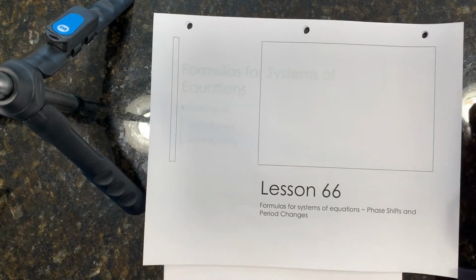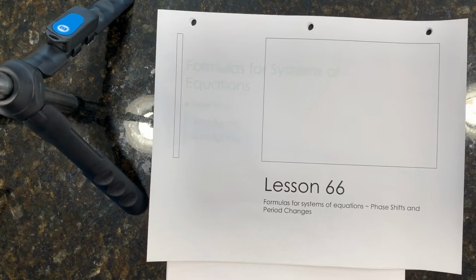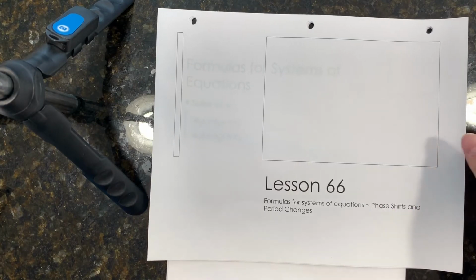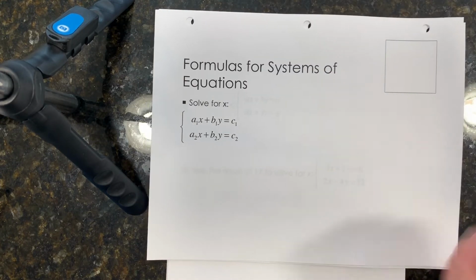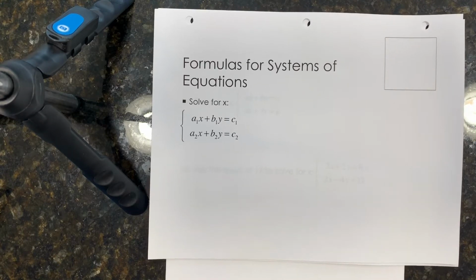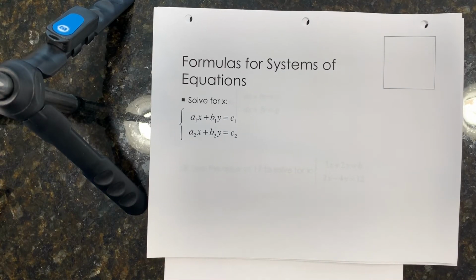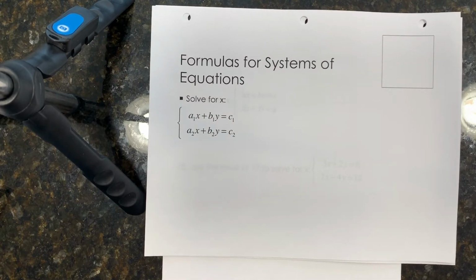Hi everyone, in Algebra 3, this is going to be your new material in lesson 66, which is on formulas for system of equations and then phase shifts and period changes. So for our formulas for systems of equations, it's going to look something similar to what we have dealt with in the past. So you're going to have an equation that looks something like this, and they're going to ask you to solve for the variable x.